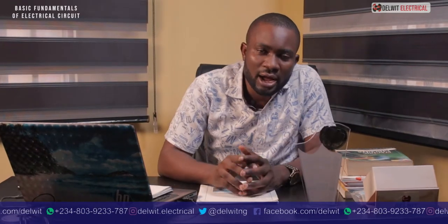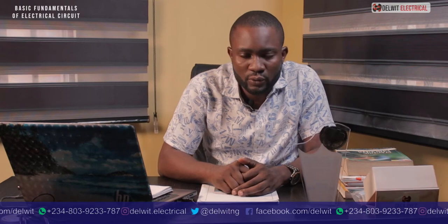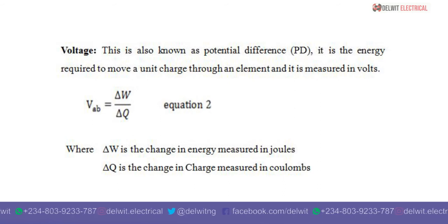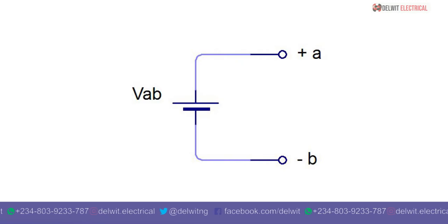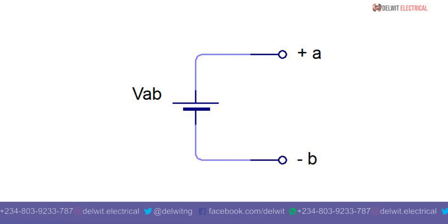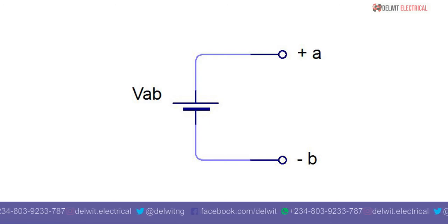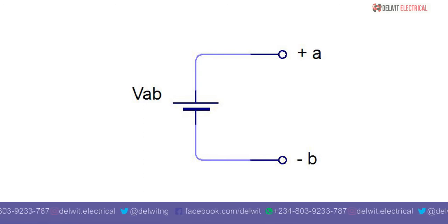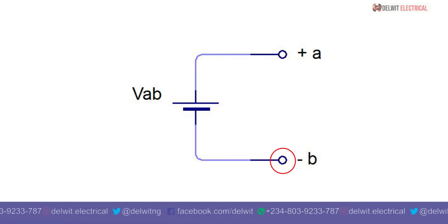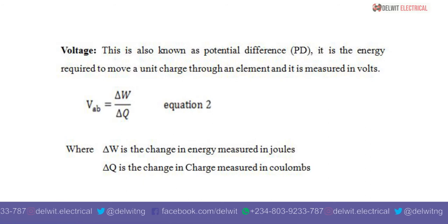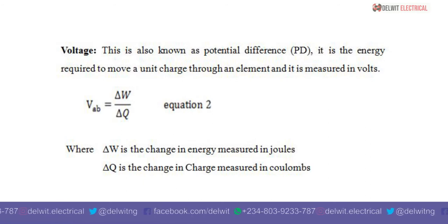The third term we're going to be explaining today is the voltage. The voltage is the energy required to move a unit charge from point A to point B. As can be seen on this circuit, the voltage between point A and point B is our VAB. From our formula, VAB is the energy required to move the charges from this point here to this point here. That is why our VAB will be equivalent to change in W, which is your energy, over change in Q, which is your charge.